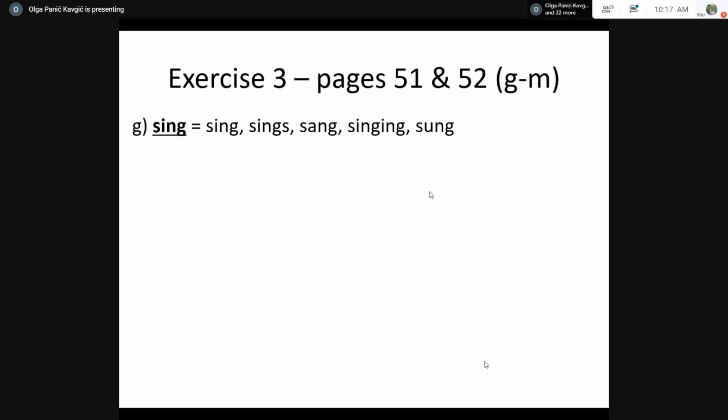But singe is when you burn something slightly, especially, for example, your beard or your nails, either with a cigarette, for instance, or with a flame, a small flame or something.